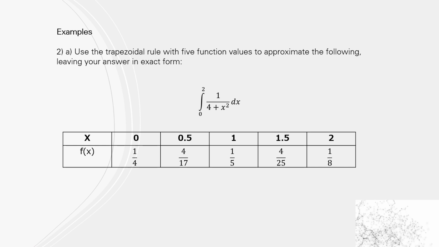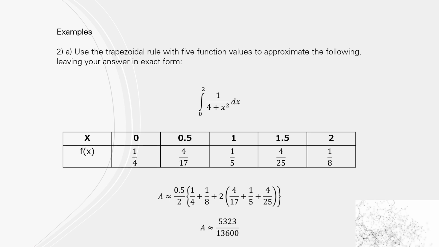So for the first part, set up your trapezoidal rule, use your 5 function values. From 0 to 2, my 5 x values are 0, 0.5, 1, 1.5 and 2. Subbing those into that function, 1 over 4 plus x squared, you get f of x is a quarter, 4/17, a fifth, 4 over 25 and 1/8.